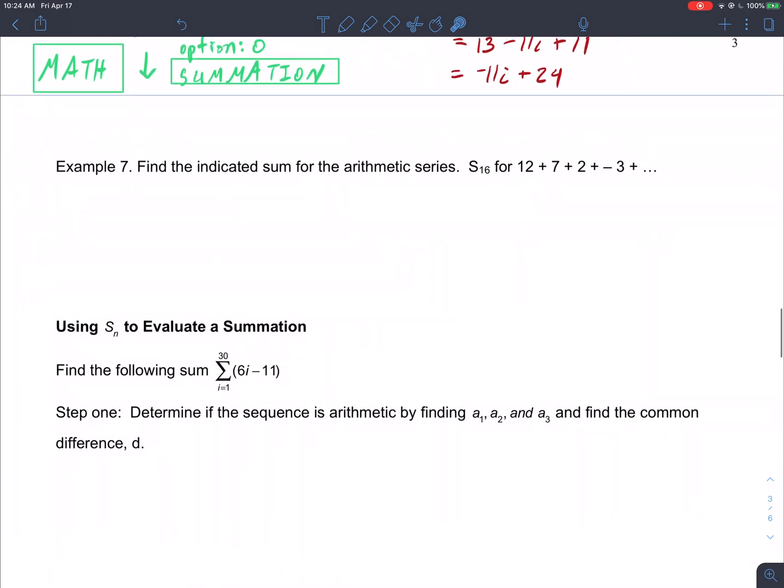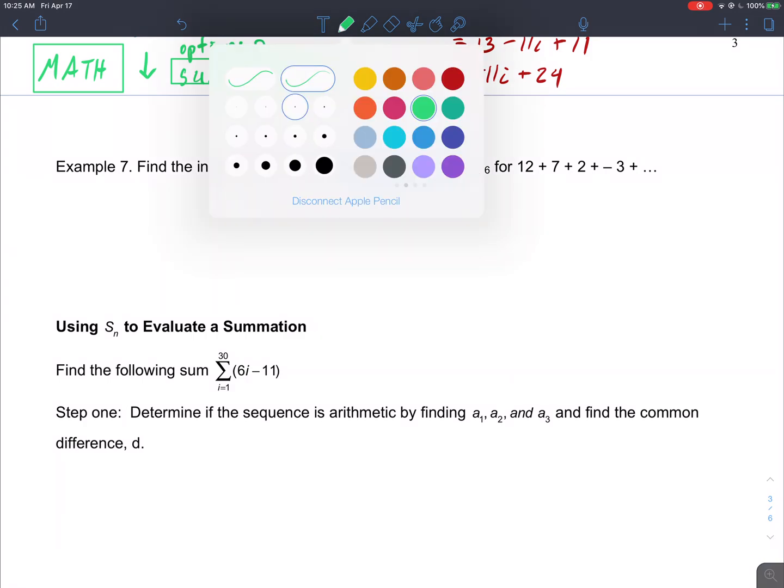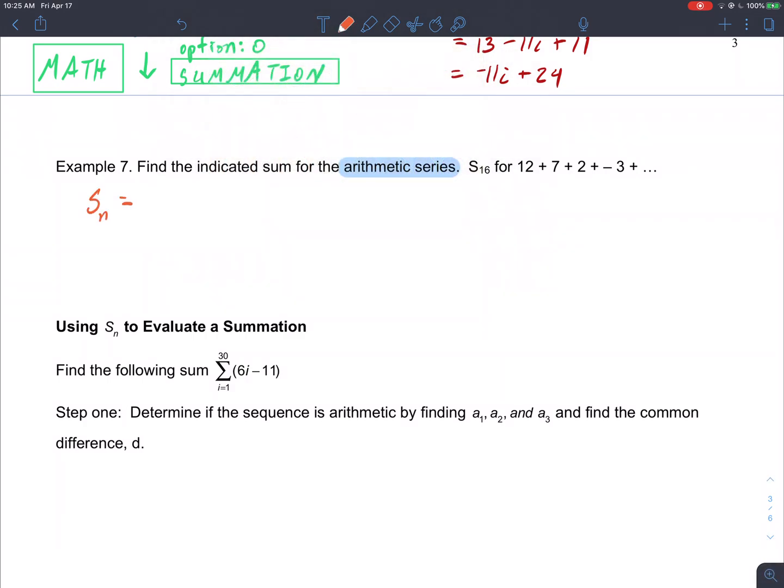Let's move on. Find the indicated sum. It wants this for the series, and the series, again, we are told is an arithmetic series. So if it's an arithmetic series, then we can use the formula S sub n equals n times a sub 1 plus a sub n over 2. So I need a sub 1, which I have, that's 12, and I need a sub n. Well, because this is S sub 16, a sub n is a sub 16, and I've got to calculate a sub 16.